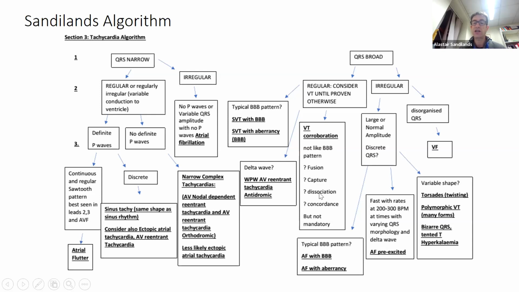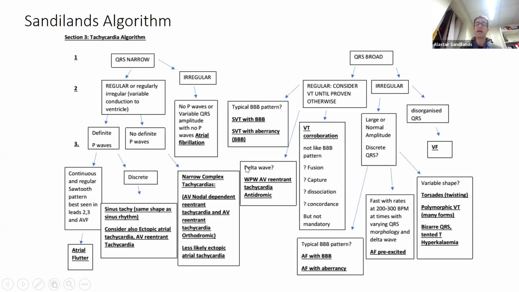Is there dissociation? Is there concordance? So concordance means that all the chest leads are either negative or all the chest leads are positive, but it's not mandatory. If you don't see fusion, capture, dissociation, concordance, it can still be VT, and VT is your bottom line. You always think it's VT until it's proven otherwise. So it doesn't have to be mandatory to see those things, but you look for those things to corroborate it being VT.